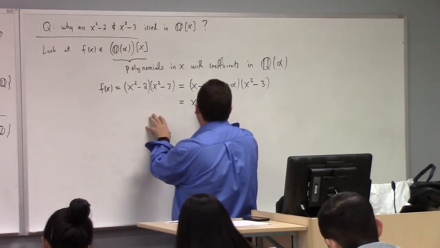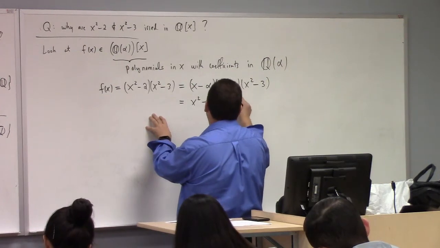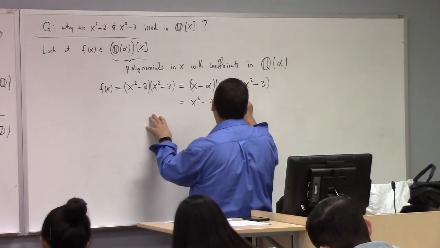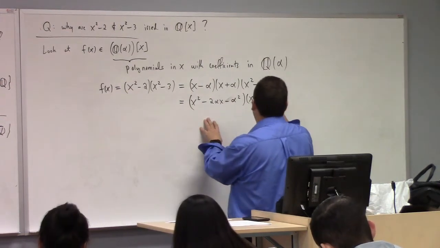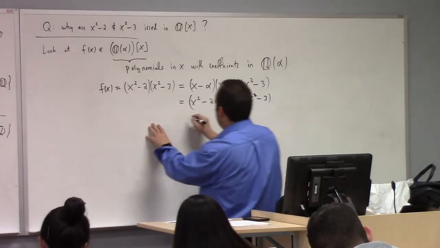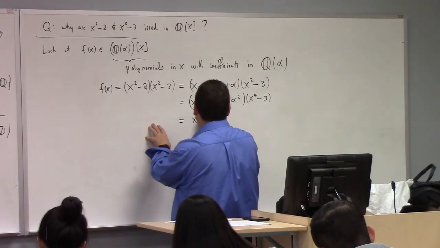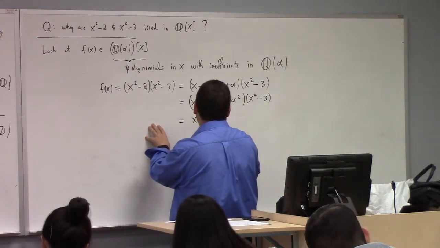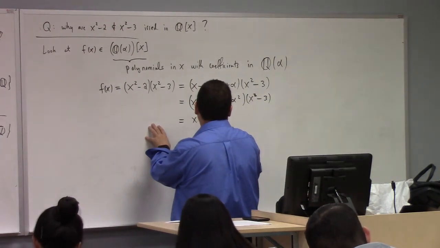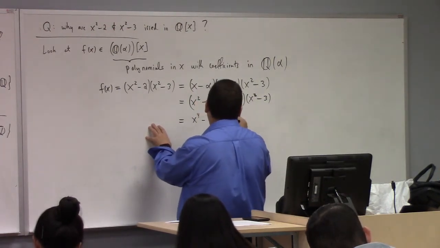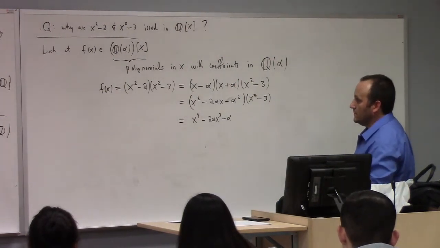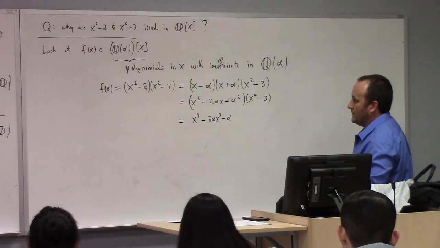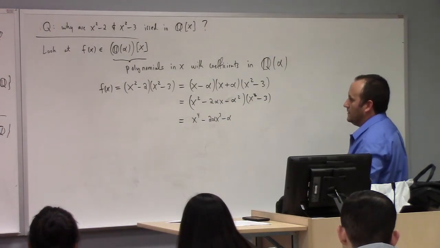We've got x squared minus 2 alpha x plus alpha, minus alpha squared times x squared minus 3, right? Which is what? This is x to the 4th. I'm not sure this really helps us, but, oh, what have I done? Yeah. x alpha minus x alpha is just 0. Not minus 0.